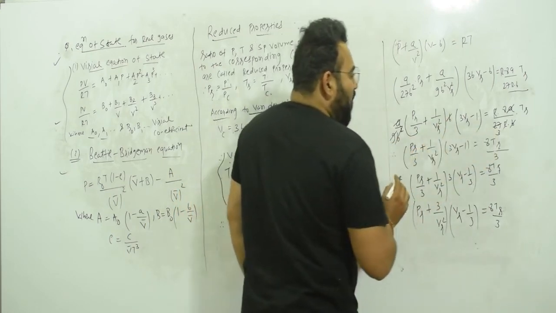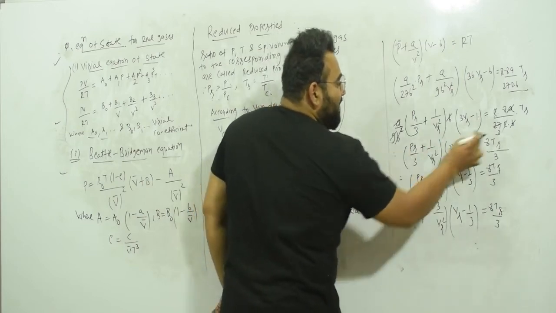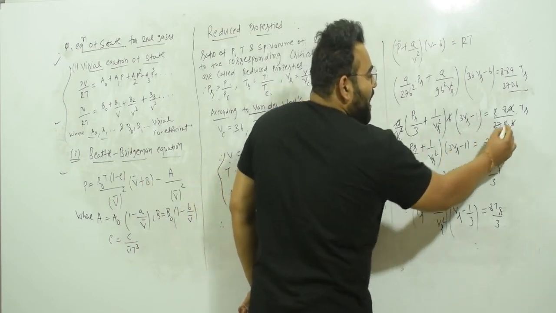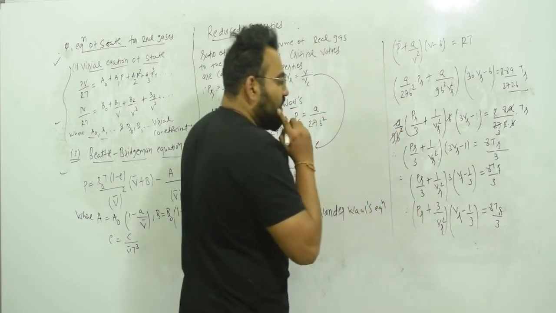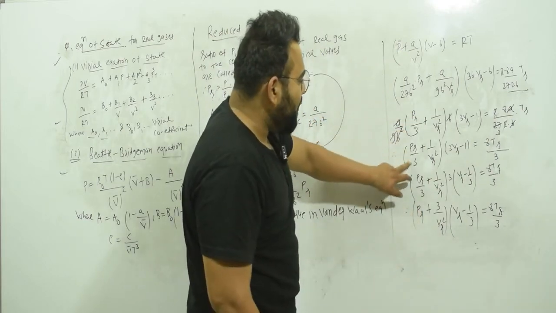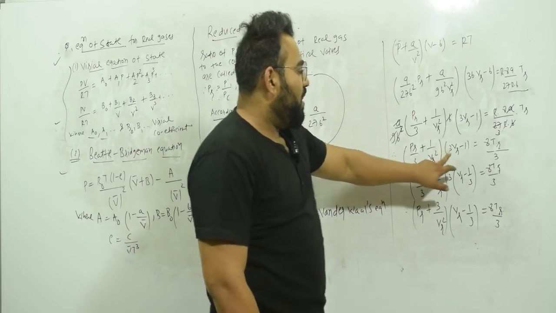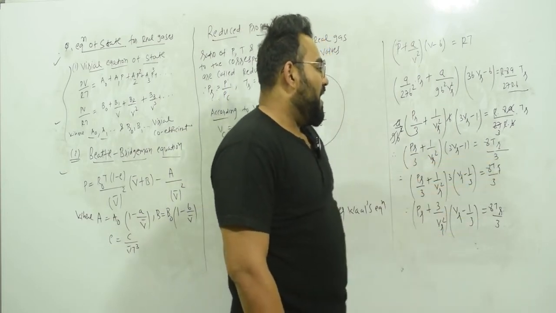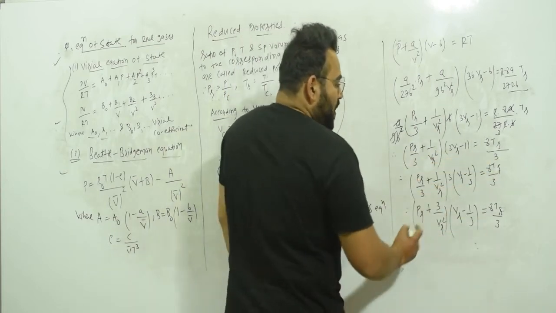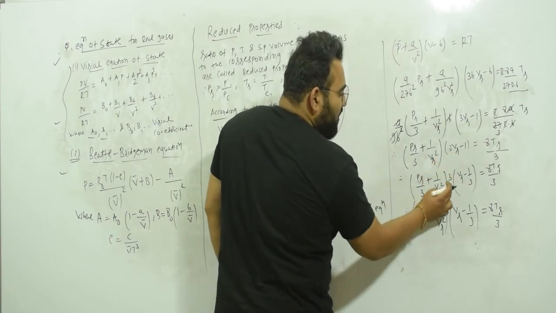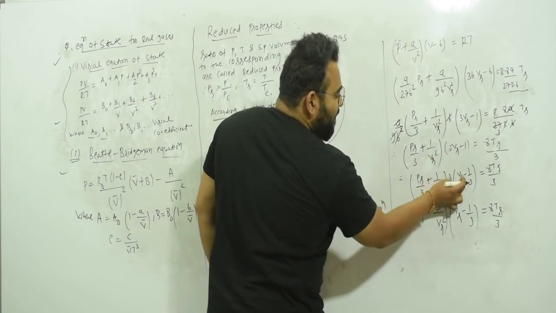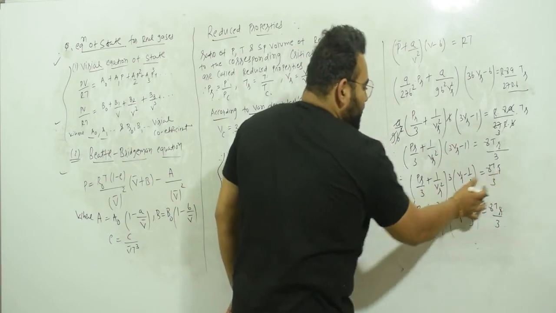Okay, now what will happen? Here 9, so 9 3s are 27, so here it will be 3. R is going to be cancelled. So the remaining thing will be something like this: Pr by 3 plus 1 upon Vr square, 3Vr minus 1, equal to 8Tr by 3. Now I'm going to take 3 common from this equation. So 3 common, that will be Vr minus 1 by 3. All the things will remain as it is.